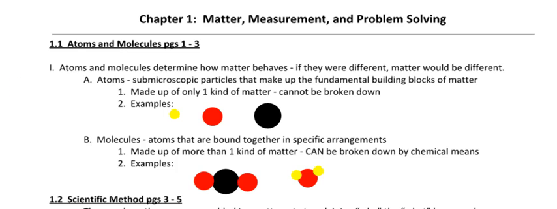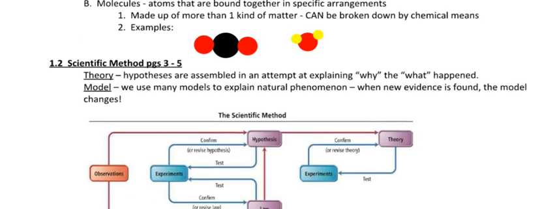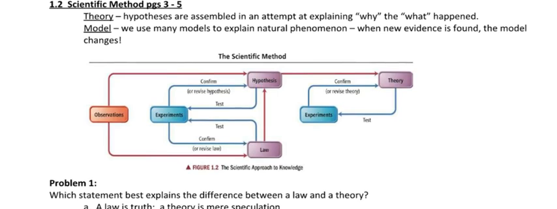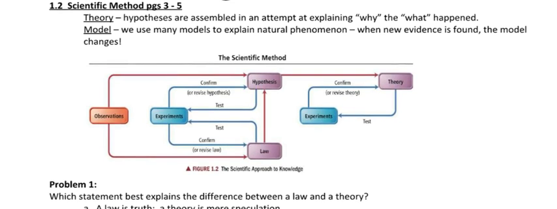Okay, let's go on. Scientific method. We can talk about theories. A theory is a hypothesis that is assembled in an attempt to explain the why, the what that has happened. And the model, there's many different models out there. There's many different scientific methods out there. There isn't one correct method to do science, actually. So this is just one version of the scientific method.